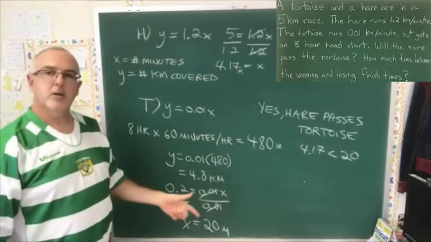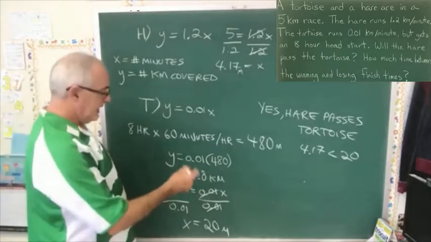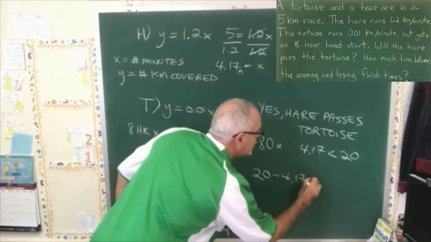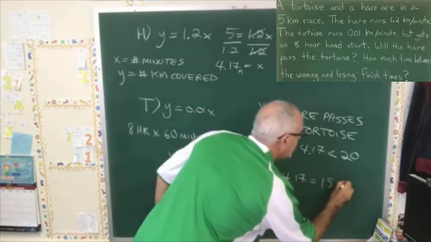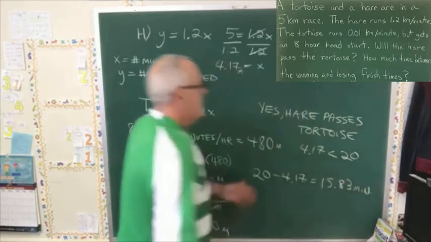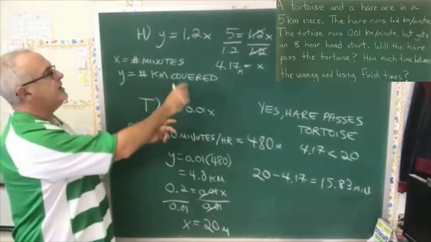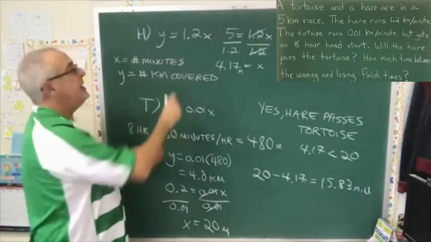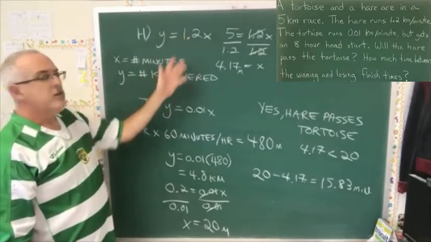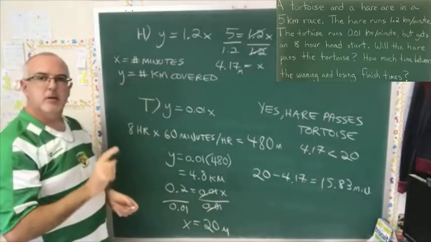But the second part of the question was how many minutes faster was the winner than the loser. To get that, we have to take the 20 minutes and subtract the 4.17 minutes, and we get 15.83 minutes. So now I've answered part 2 of the question. I did all of that using equations where I have a positive slope. This question can also be done where we use equations with a negative slope. And the way to do that is to change the way we define our variables. So that's what I'm going to do next.